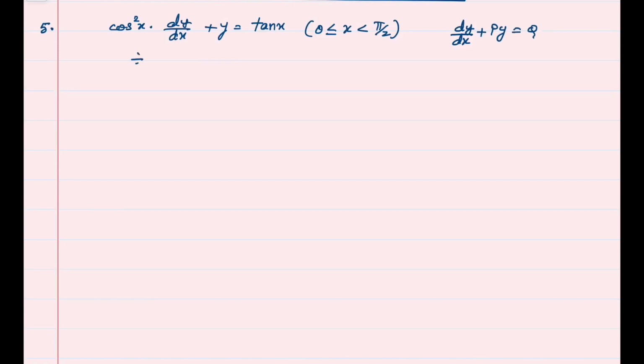Question number 5. Cos square x times dy by dx plus y is equal to tan x, where 0 is less than or equal to x less than pi by 2. We will bring this equation to the linear form dy by dx plus py equal to q. To do so, we have to divide by cos square x. We get dy by dx plus y divided by cos square x equal to tan x divided by cos square x. And 1 divided by cos square can be written as secant square.